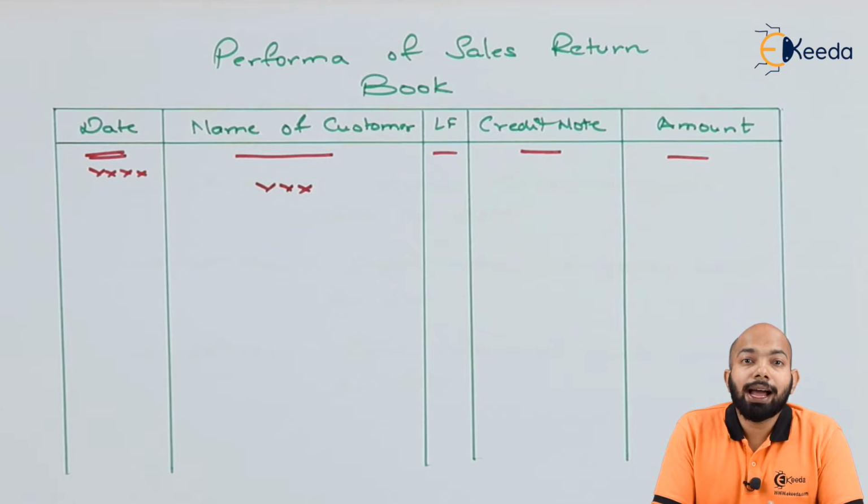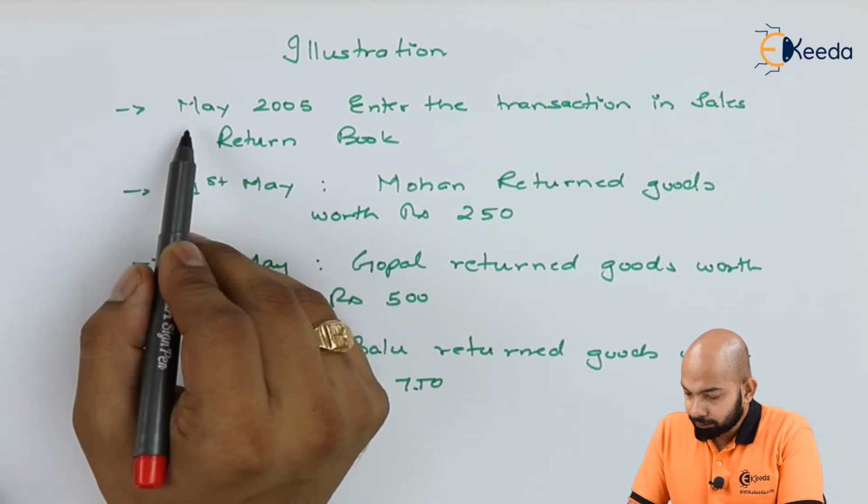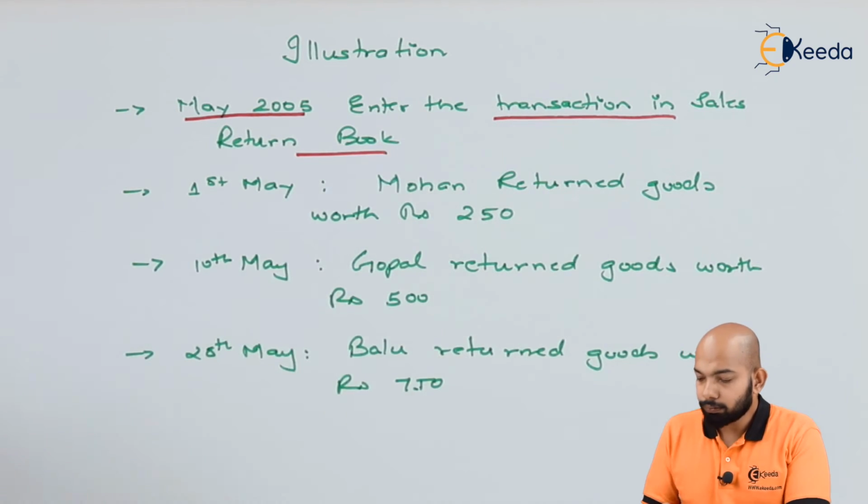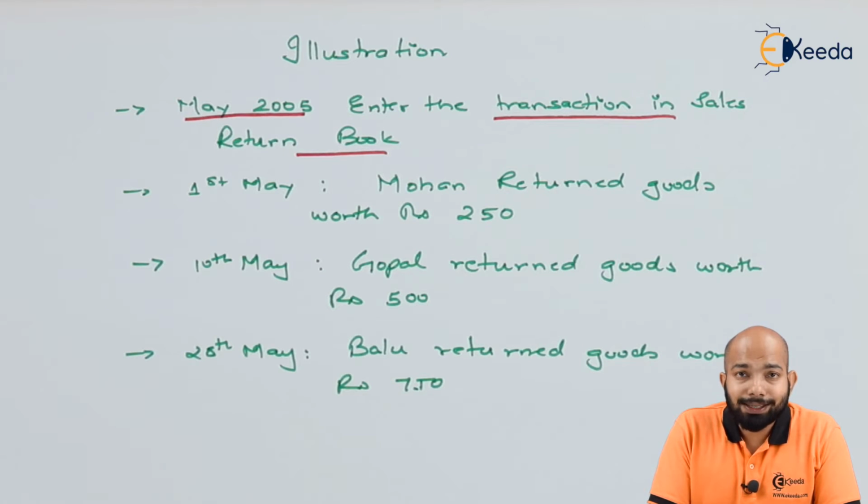Now let's go ahead and see what do we have in the illustration, and then we'll prepare this pro forma and we'll solve that specific illustration. Let's figure out the illustration first. Now the name of the company hasn't been given, so need not mention that part. This is for May 2005. You have to record the below mentioned transactions into the sales return book. So now that the month and the year is given, we'll record these transactions. But before that, let's go with the transactions. Let's understand them.